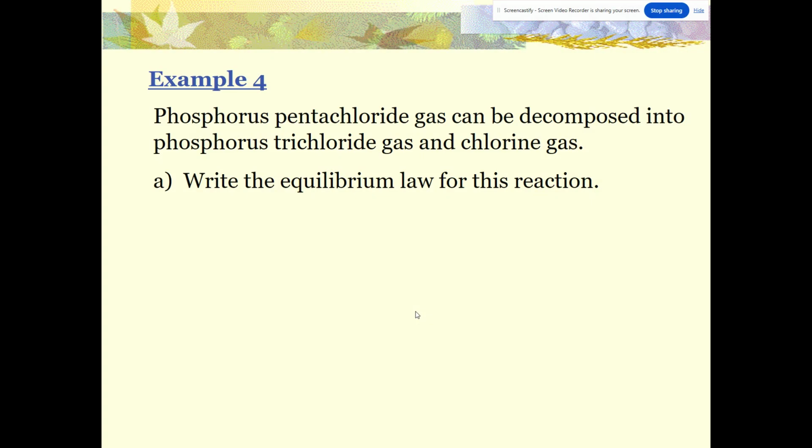Okay, let's get some numbers involved here. So let's say we're told phosphorus pentachloride gas is being decomposed into phosphorus trichloride and chlorine. Prefixes tell us the formula for the compound. Phosphorus pentachloride, so that's PCl5, is decomposing into phosphorus trichloride, telling us it's a gas because it's molecular. And chlorine, remember, as an atom, is always Cl2 gas.